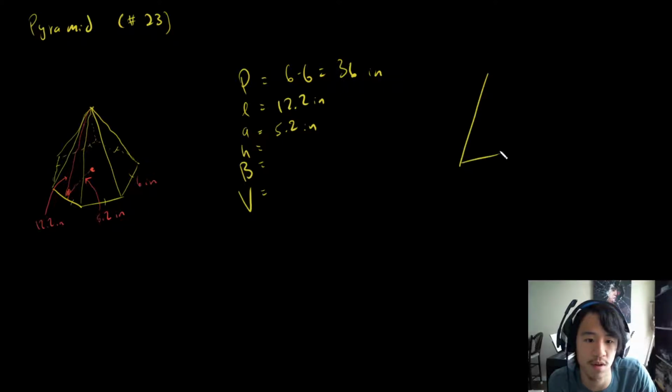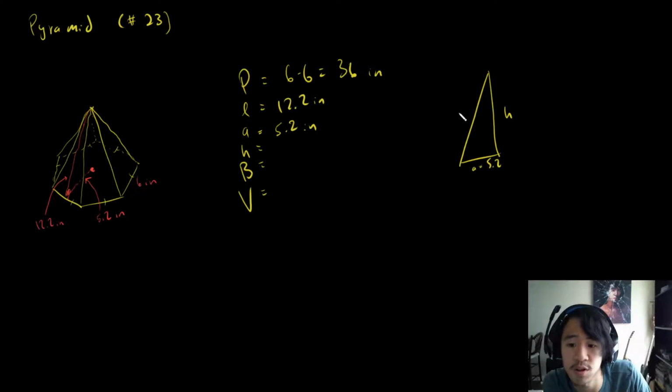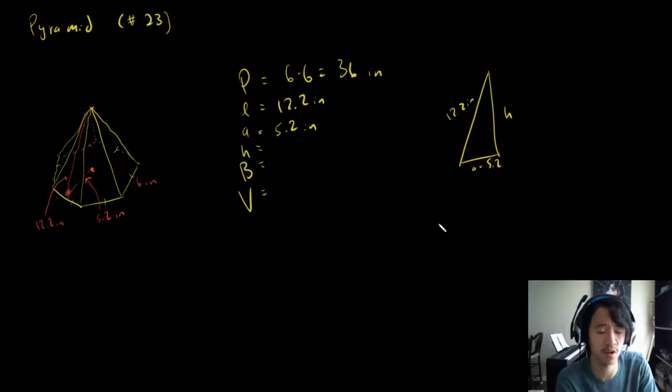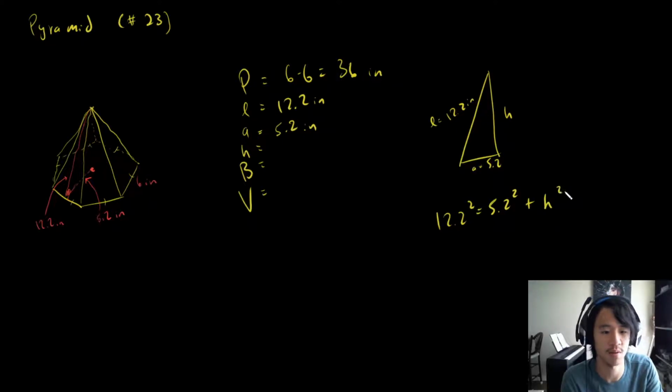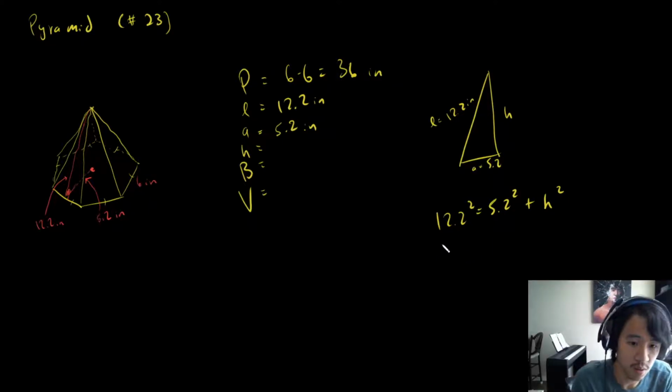So we have our triangle here. Our apothem is 5.2 inches. And then this is our height, what we're looking for. And then our slant height is 12.2 inches. So let's go ahead and use Pythagorean theorem. So we have 12.2 squared equals 5.2 squared plus height squared. So we're going to have to subtract 5.2 squared from both sides.